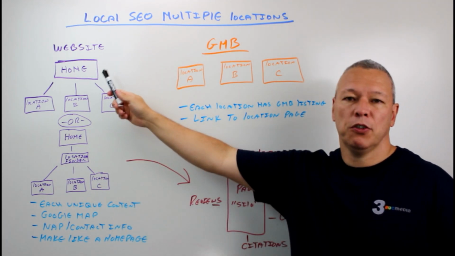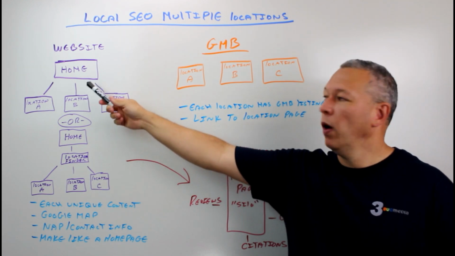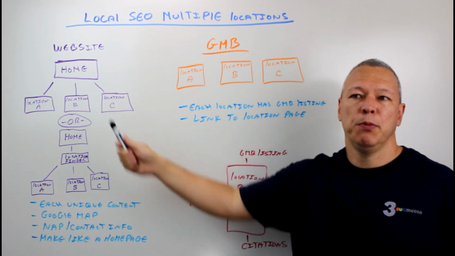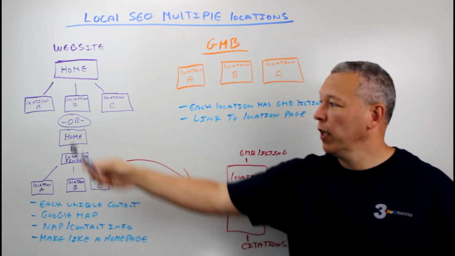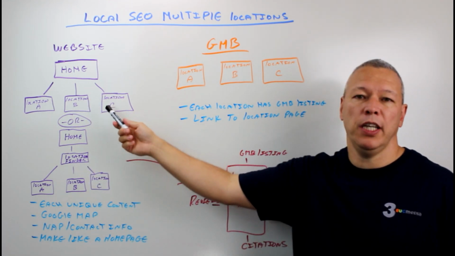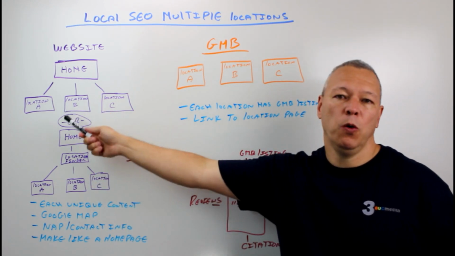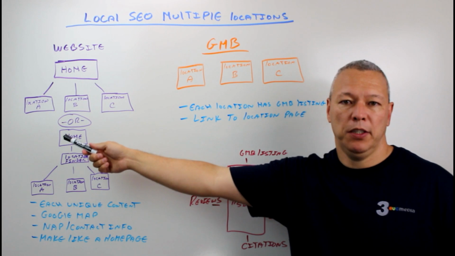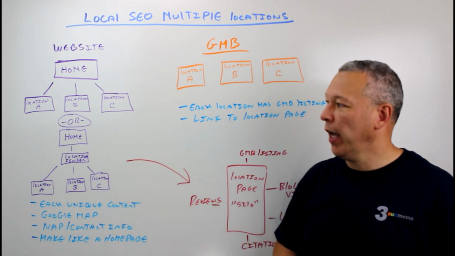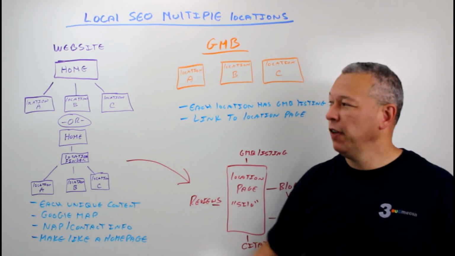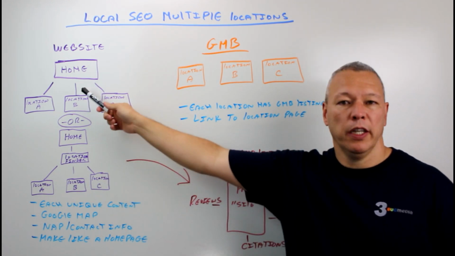So a basic structure for a multiple location website would be your homepage, and on your homepage you might have a little section that has locations, location A, location B, location C, and a user can click that location and it will go to its own unique landing page for that location, okay? If you have 2 or 3, you can get away with just linking from the homepage.